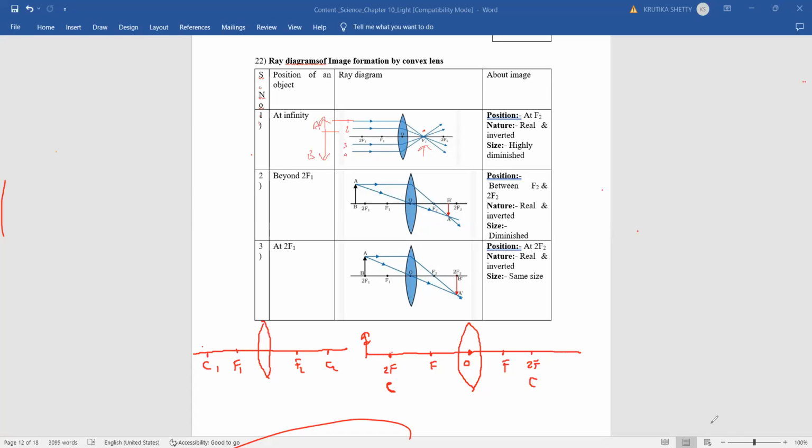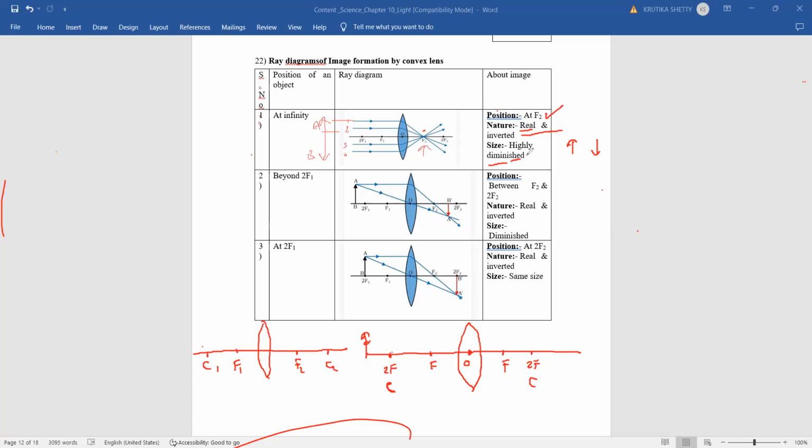First, we have to tell the position of the image. See here in the figure. The position of the image is at F2. It is formed at the principal focus. Next, the nature of the image: it is real and it will be inverted. If the object is in this pattern, then its image will be formed in reverse pattern. And then the third one, highly diminished.